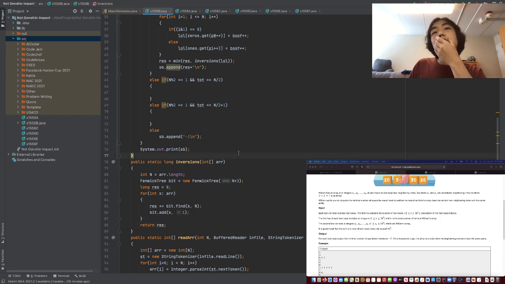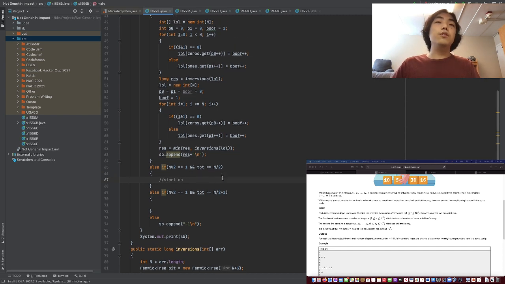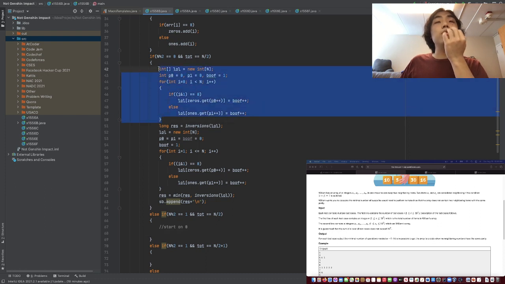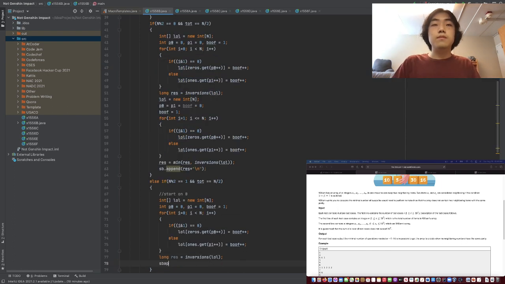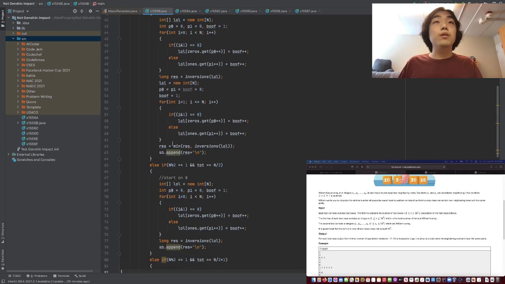Okay. Otherwise, we start on... okay, if total is equal to n over 2, we have to start on 0. So it's pretty much just this logic over here. 0, 1, 2, 3, 4. Otherwise, if it's over here, then we have to start on the 1s. So it's basically just this over here.